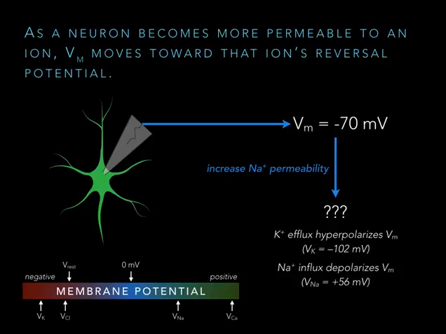This is a very important concept. You must understand that when you increase the permeability for a specific ion, the membrane potential always moves toward that ion's reversal potential.